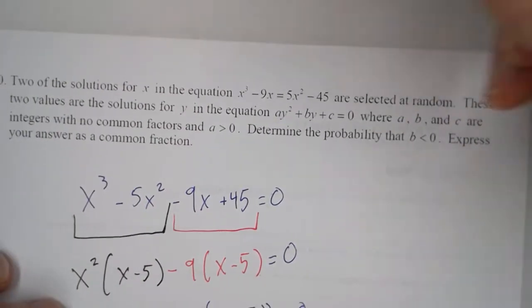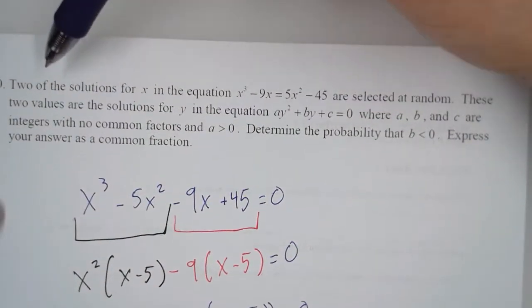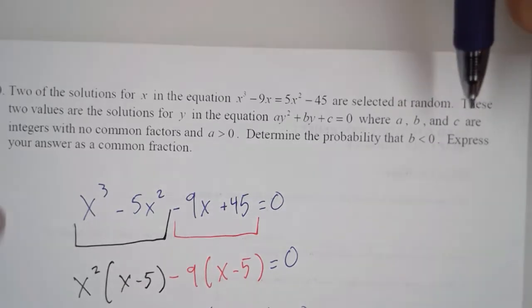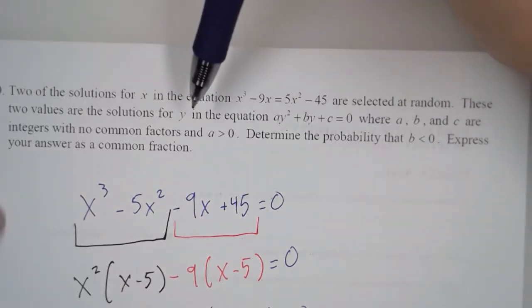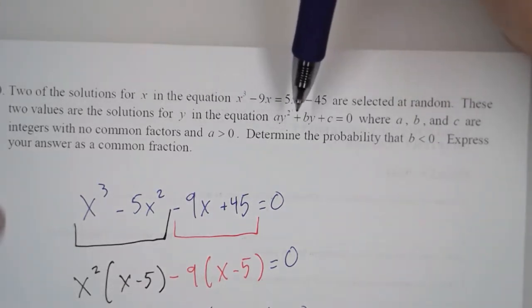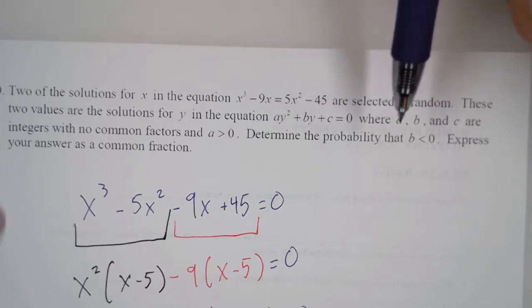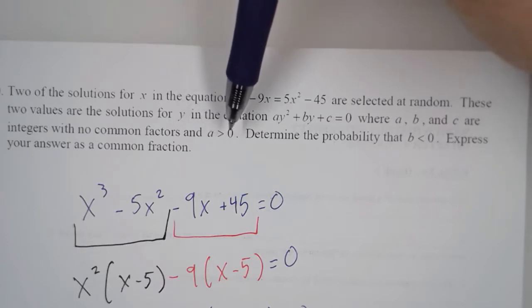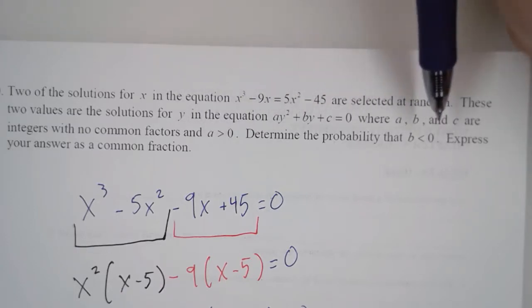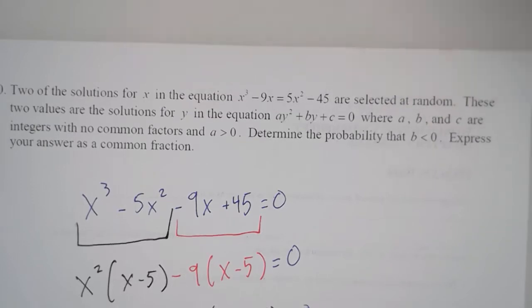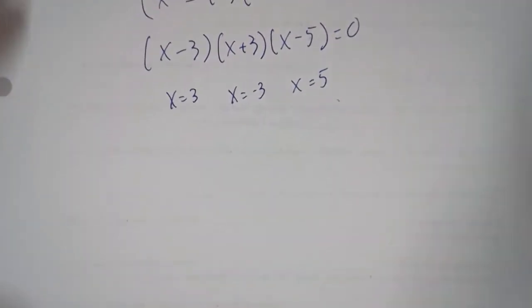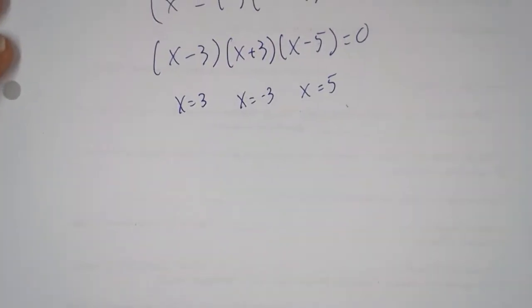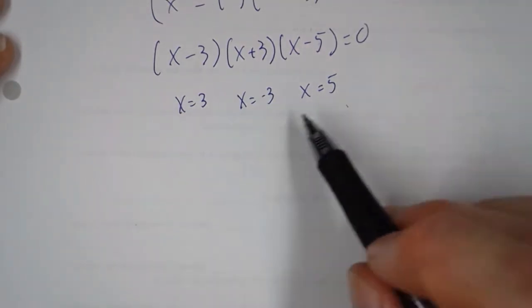All right. Now back up at the top, it says two of these solutions are selected at random. These two are the solutions for y in the equation ay squared plus by plus c, where a, b, and c are integers with no common factors, and a is greater than 0. Determine the probability that b is less than 0. Okay. So basically what we're doing now is taking these three and picking two at random.